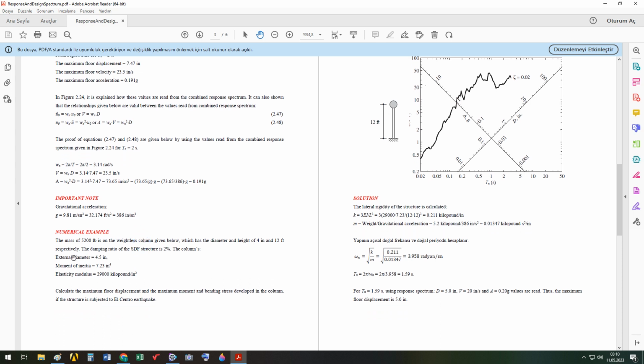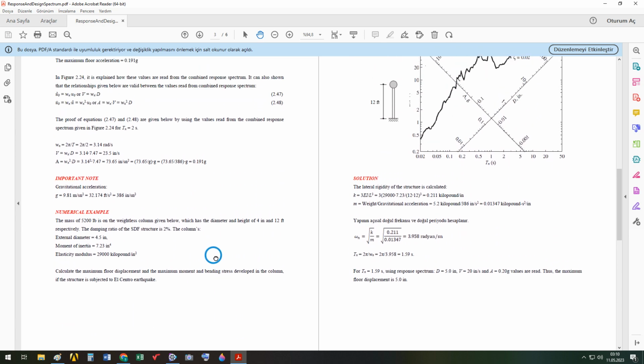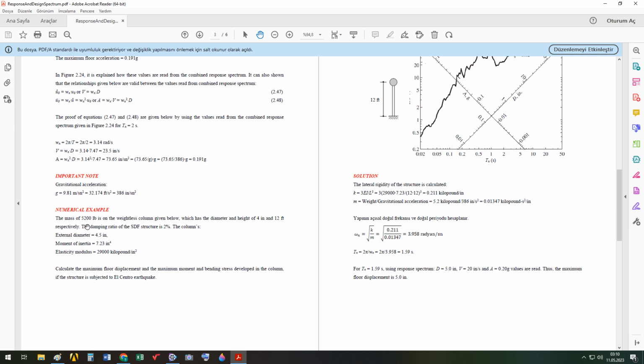Here we have an easy numerical example. We have a weightless column. The lump mass on it is 52,000 pounds. The column has a circular cross section. Its diameter is 4 inch and its height is 12 feet. The damping ratio of this single degree of freedom structure is 2%.